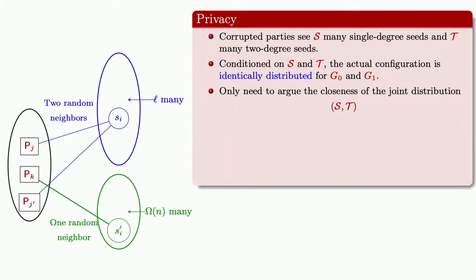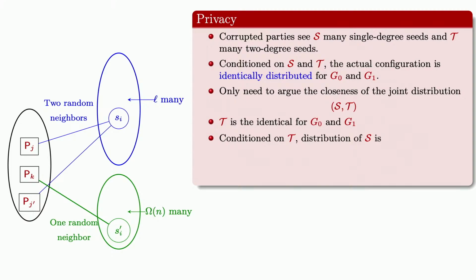So then we only need to care about the distribution of S and T for G0 and G1. The next thing to notice is that T is actually identically distributed for both G0 and G1, because the seeds you see twice can only come from the blue part, and the blue part is the same for G0 and G1. So T is identically distributed. Now condition on T: what is the distribution of S?